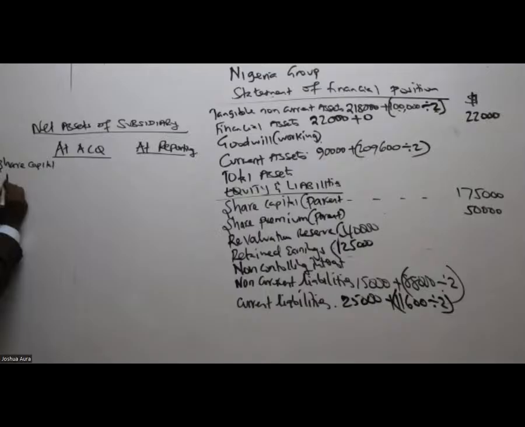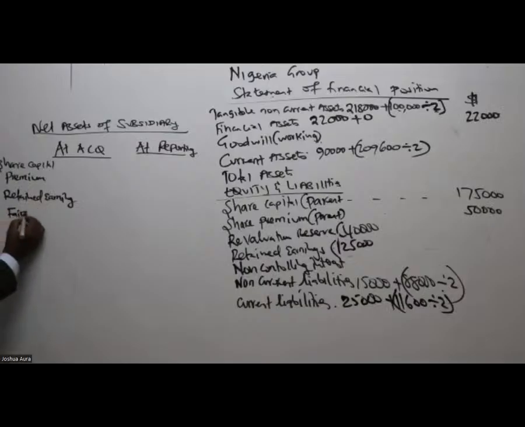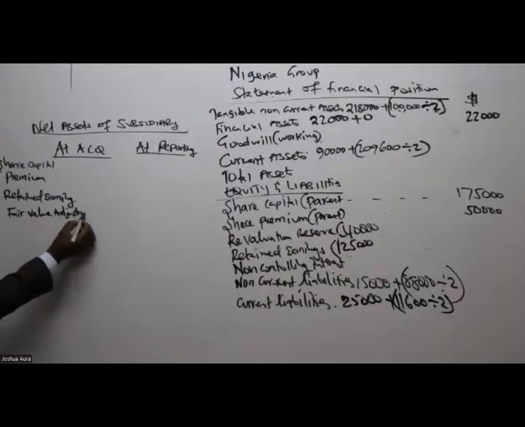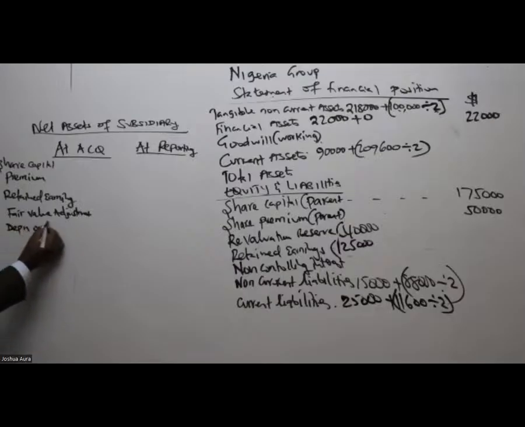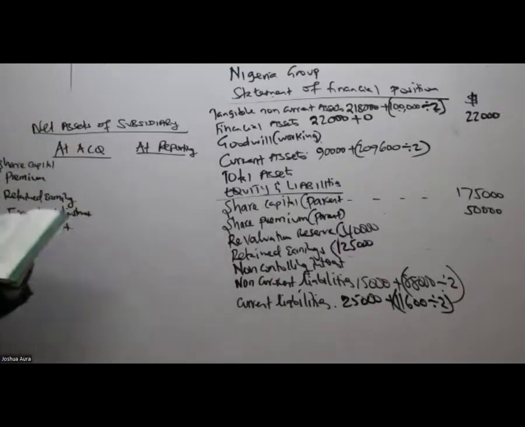Then we have share premium. Then we have retained earnings. Then we have, in this case here, fair value adjustment. And then, of course, we have a depreciation on the fair value adjustment.